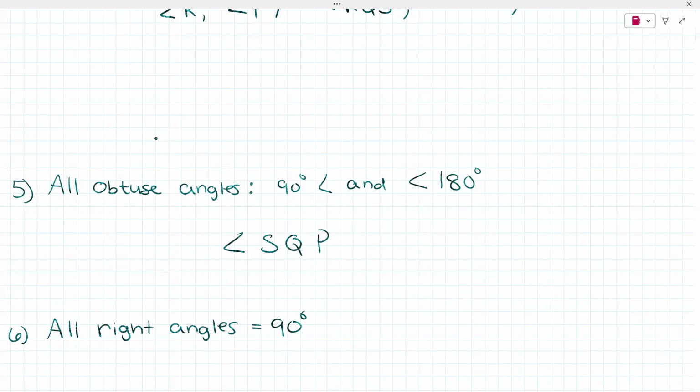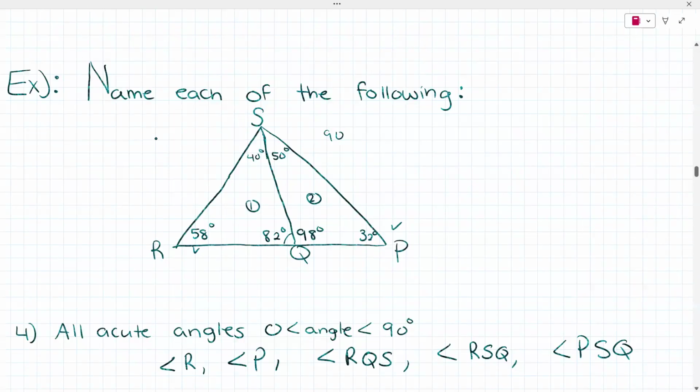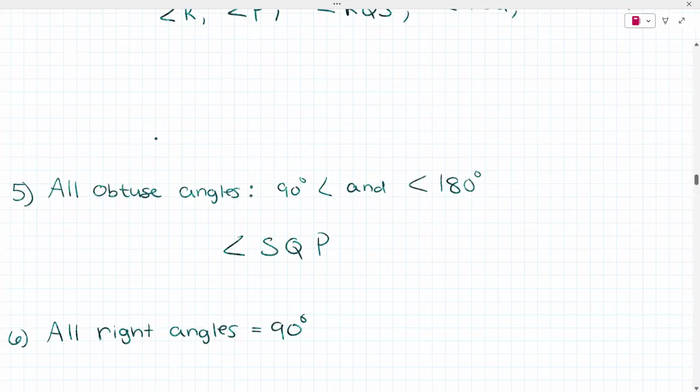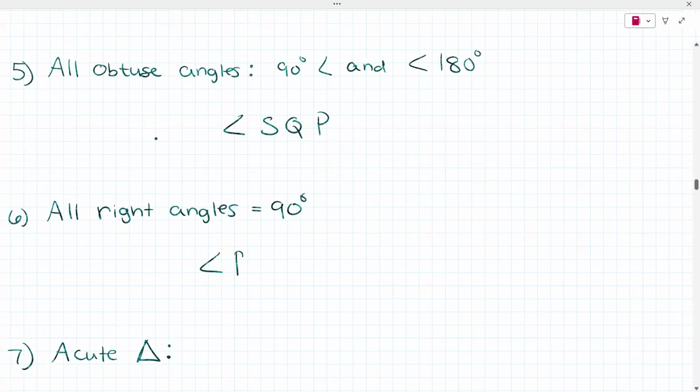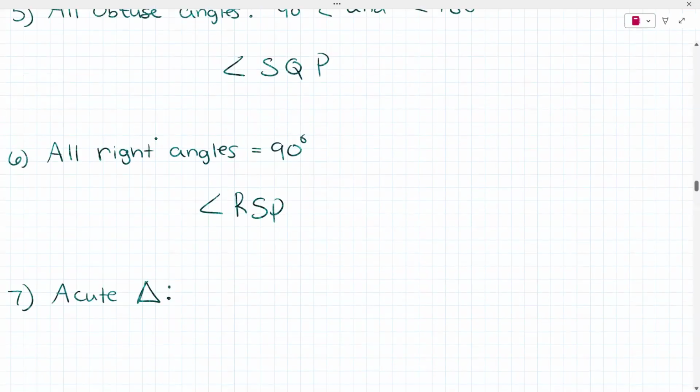Okay, number six, do you see any right angles? You don't see that box symbol, but just because you don't have the box symbol doesn't mean there isn't one. It has to be equal to 90. Do you see an angle that's exactly 90? Yes, if you add this 40 and this 50, that equals 90. So that would be expressed as angle RSP.